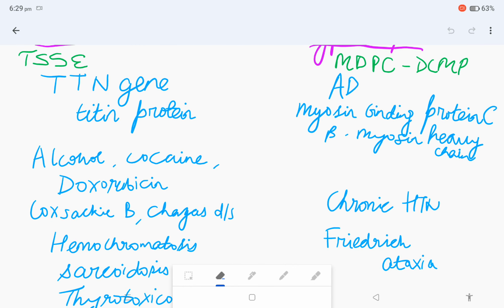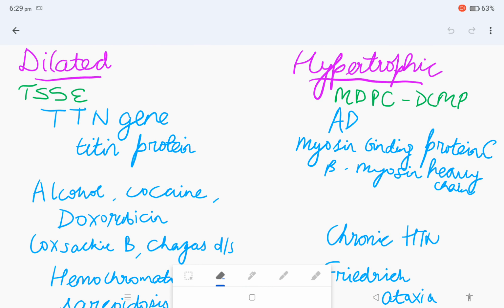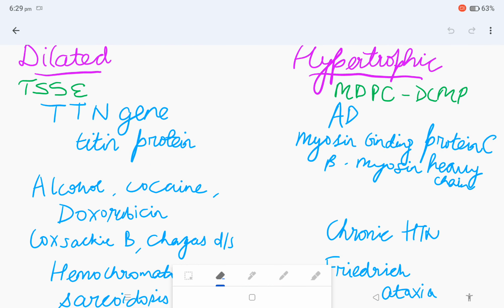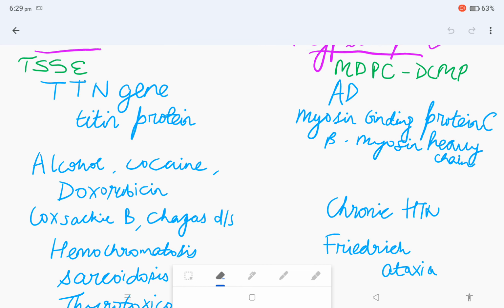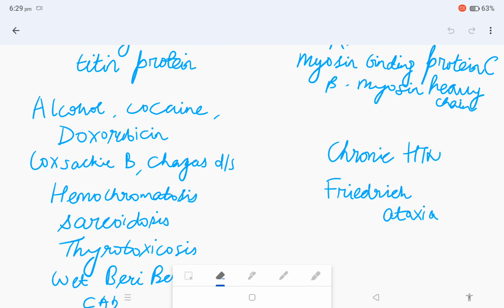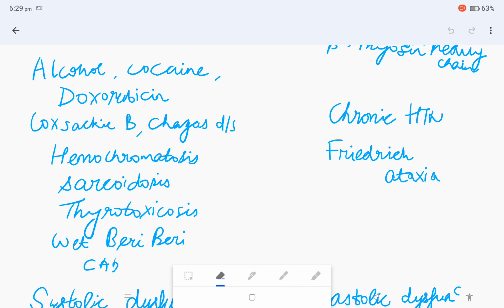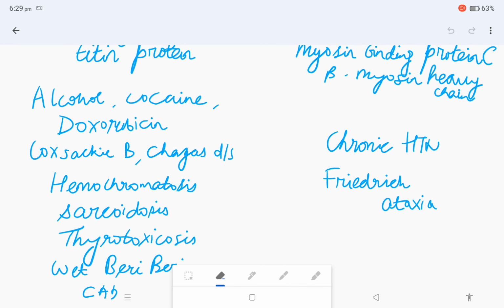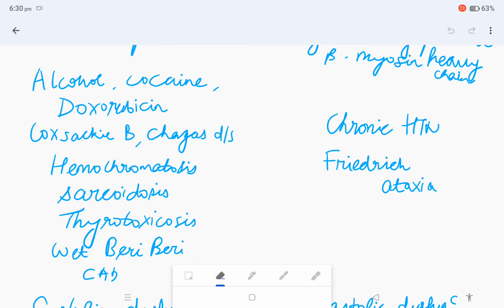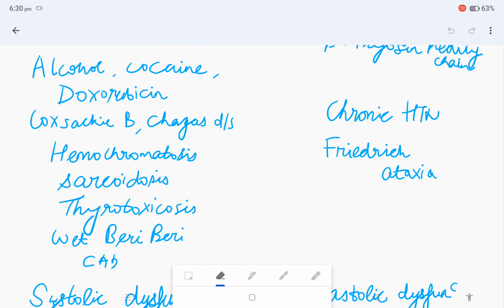Then other causes in the dilated one are alcohol, cocaine, doxorubicin, Coxsackie B virus, Chagas disease, hemochromatosis, sarcoidosis, thyrotoxicosis, wet beriberi, and CAD. So many causes are there in the dilated. Okay, alcohol, cocaine, doxorubicin, infections, then storage diseases, thyroid disease, wet beriberi, and CAD.